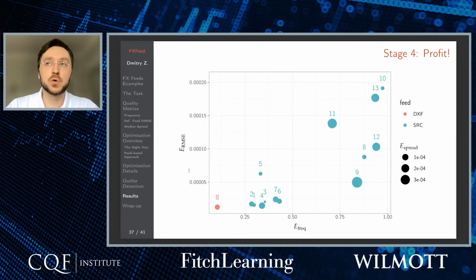And finally, to sort of verify that the final model makes sense, we plot the metrics again of the composite model versus the constituent feeds. And so you can indeed see that the frequency is the highest. It's closest to the reference feed, and its spread is not the smallest, but I think it's still acceptable. This is the model of our choice. And I think that concludes the optimization procedure.